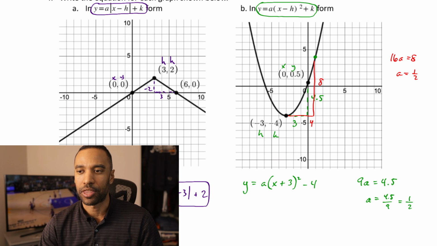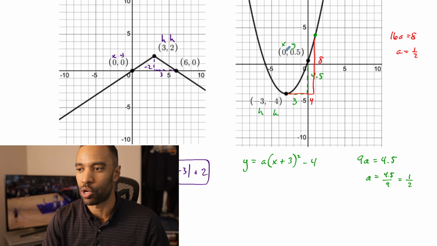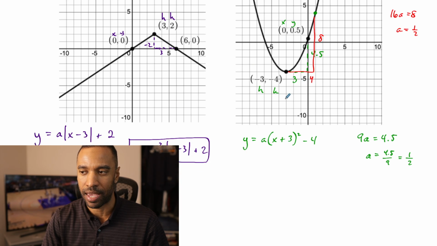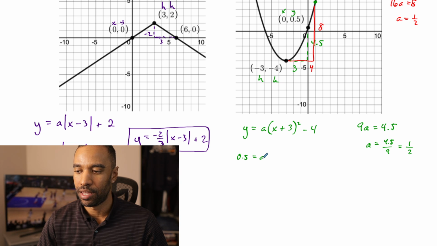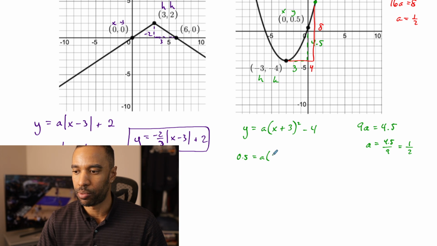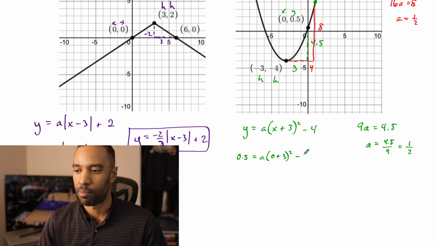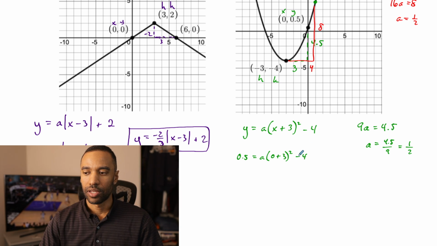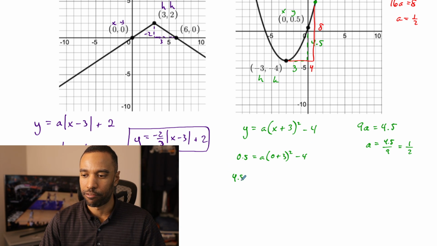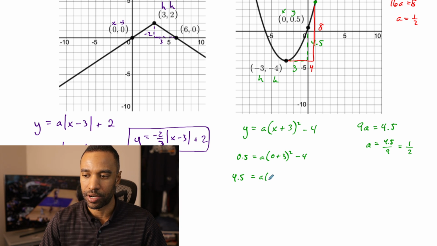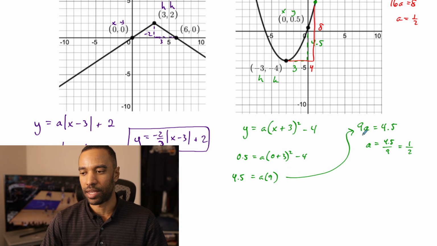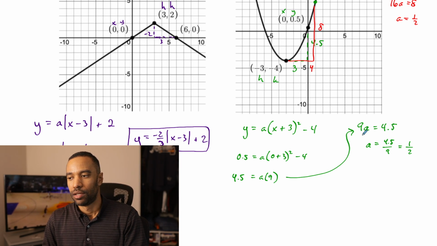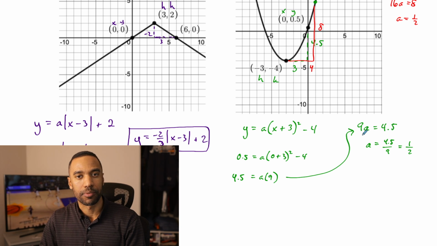So using the other method, of course, what I could have done instead was chosen this 0 and 0.5 as my xy. So taken this same equation and done 0.5 for y equals A times 0 plus 3 squared minus 4. Let's add 4 to both sides right now and get 4.5 equals A times 0 plus 3 is 3, and 3 squared is 9. A times 9. That looks just like what we were doing right here, right? I don't know which one's more steps or less steps for you.